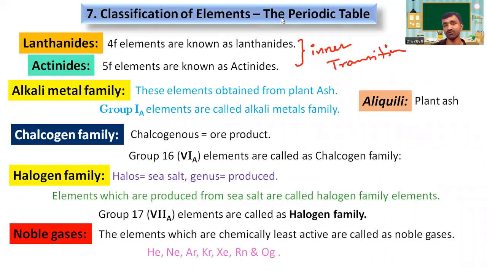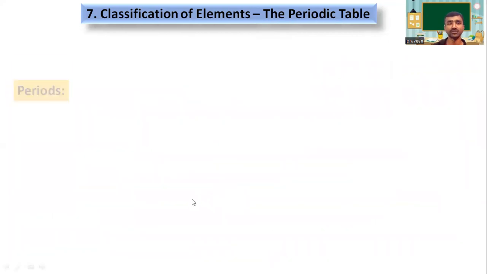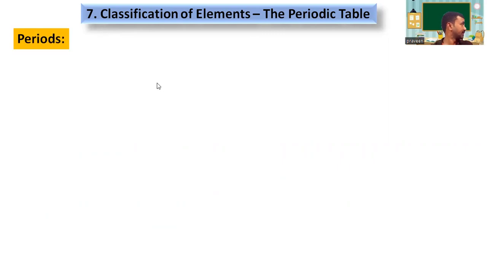So this is the information we learned in yesterday's class, right? Now we are going to discuss periods. So what are periods? Mendeleev's modern periodic table is divided into horizontal rows and vertical columns. There are 7 horizontal rows and 18 vertical columns. Horizontal rows are called periods, vertical columns are called groups.